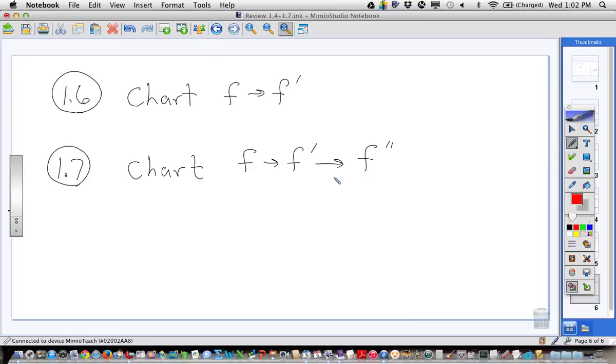Practice writing out the chart. Might not be a bad thing to do. Okay? And so all these questions we've been asking, when I talk about chart stuff, I'm talking about any questions that ask, where is it increasing, where is it decreasing, where are the stationary points, where's the concave up, where's the concave down, where are the inflection points, where's the local max, where's the local min. Those are all chart kind of questions. And there'll be a bunch of them.